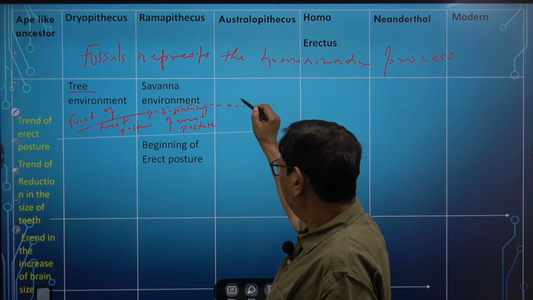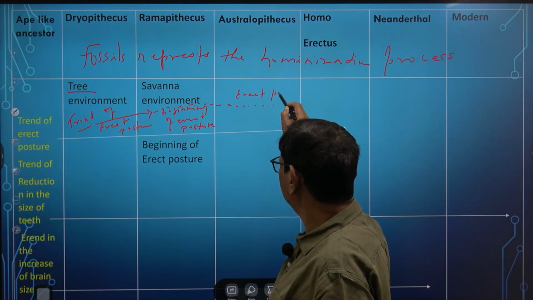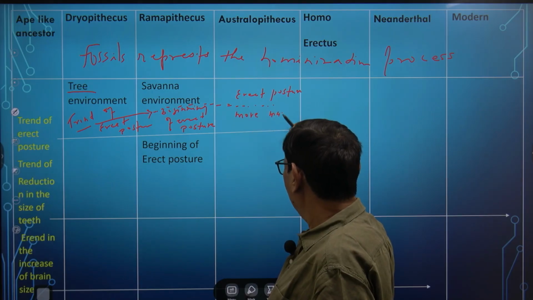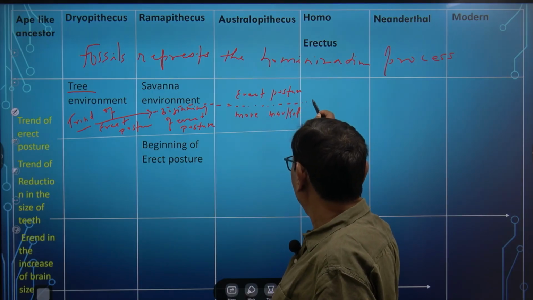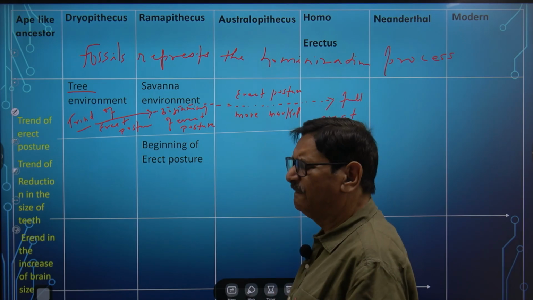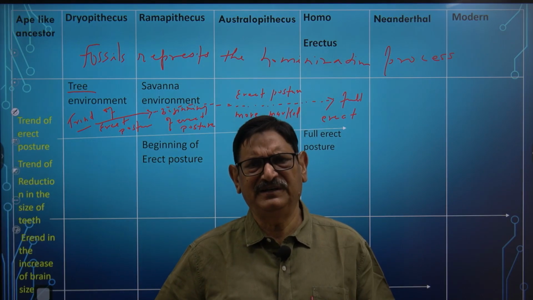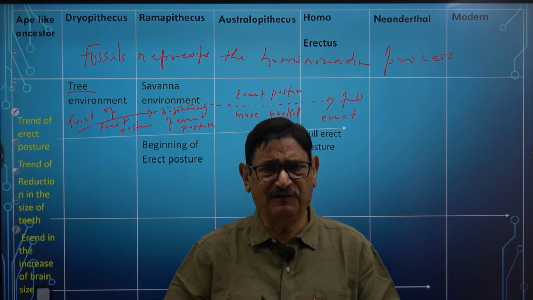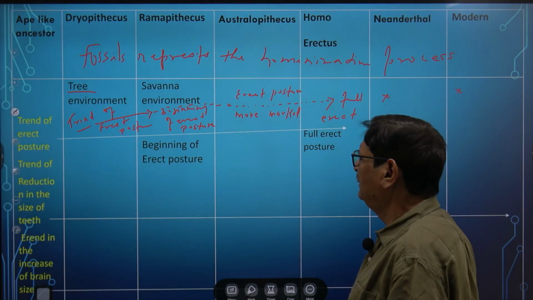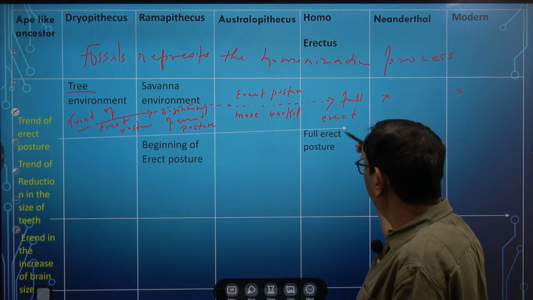Australopithecus was erect in a better way. Erect posture was more marked in Australopithecus. Australopithecus was also erect, but not full erect posture. The erect posture we have today got completed during Homo erectus. There was no further change in Neanderthal and Homo sapiens.